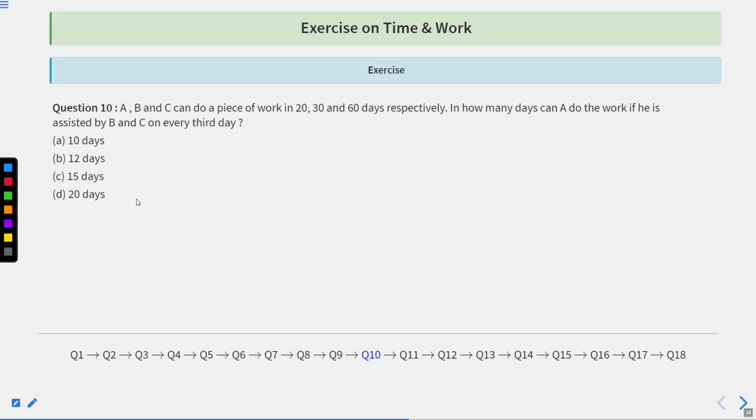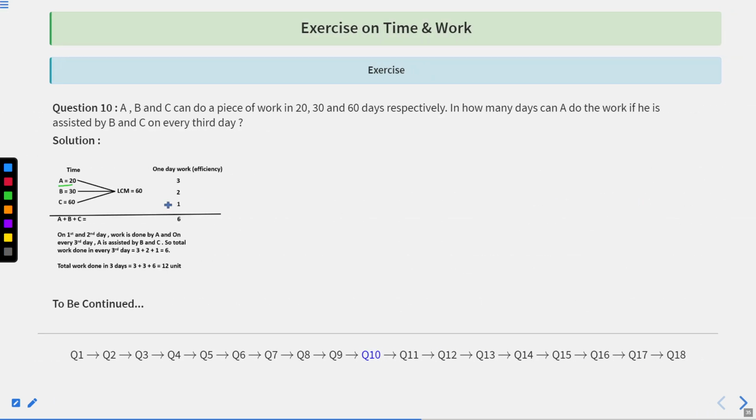Question number 10. A, B, C can do a piece of work in 20, 30 and 60 days respectively. In how many days can A do the work if he is assisted by B and C on every third day?